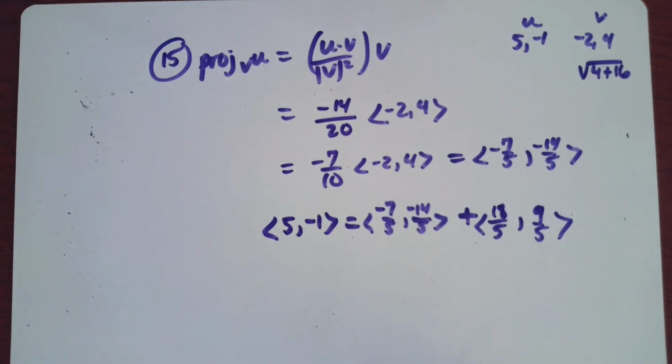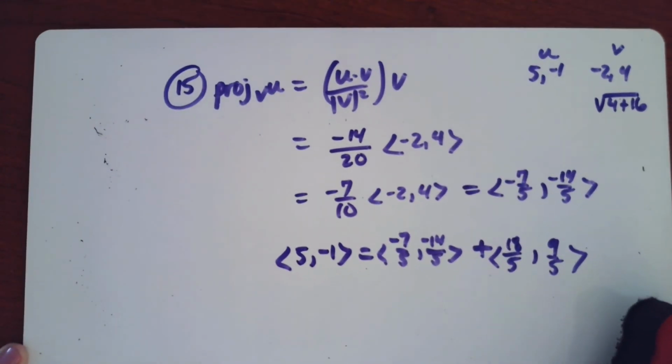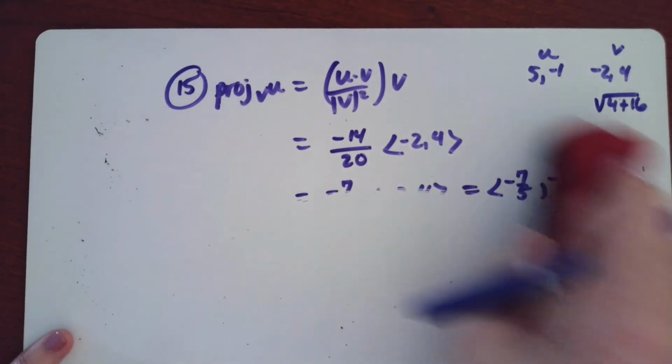All right, 16, what is the geometric meaning of cross product? So when you do the cross product, it gives you a third vector that is in fact perpendicular to both of the original vectors that you used to calculate the cross product. So that's what you need to know from that.